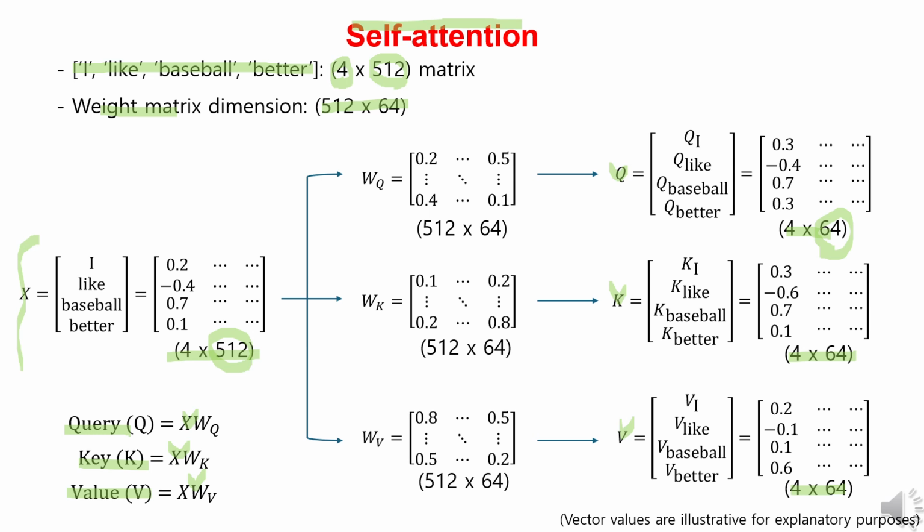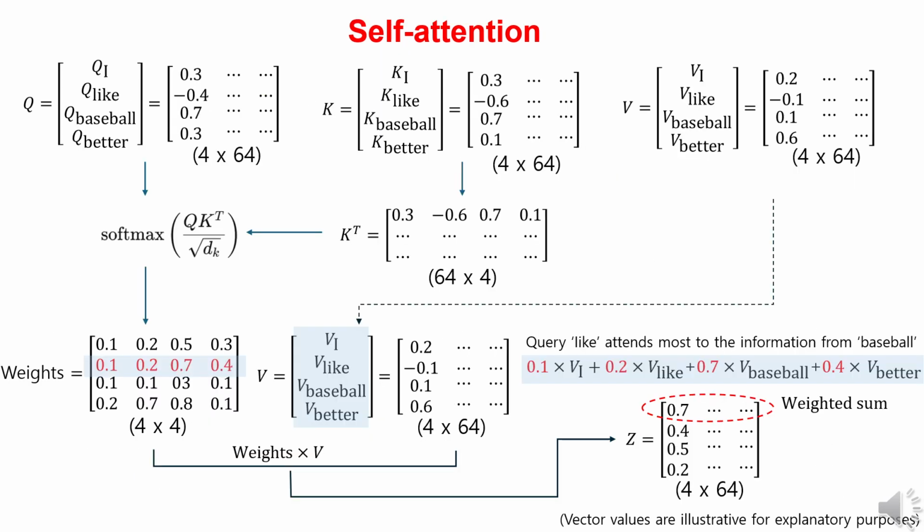The equations shown here illustrate the process of generating Q, K, and V by multiplying the input matrix X with WQ, WK, and WV, respectively. Using the previously computed 4 by 64 matrices Q, K, and V, we can now carry out the actual self-attention computation. First, the key matrix is transposed to a 64 by 4 matrix and then multiplied with the query matrix. This results in a 4 by 4 score matrix.